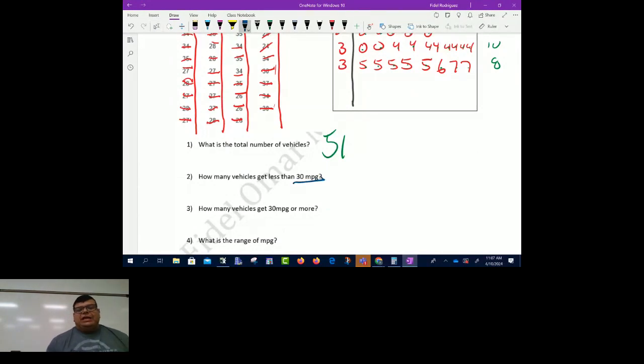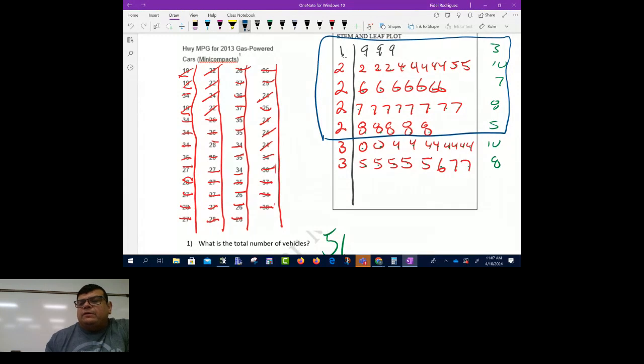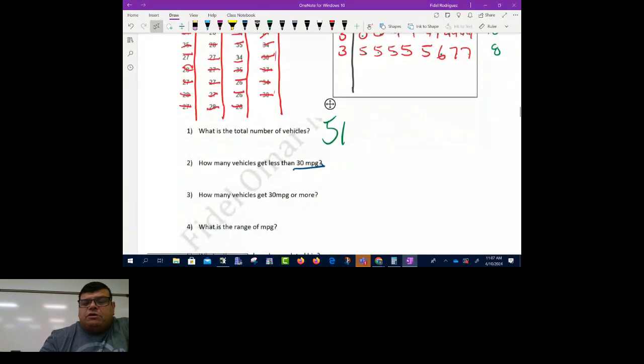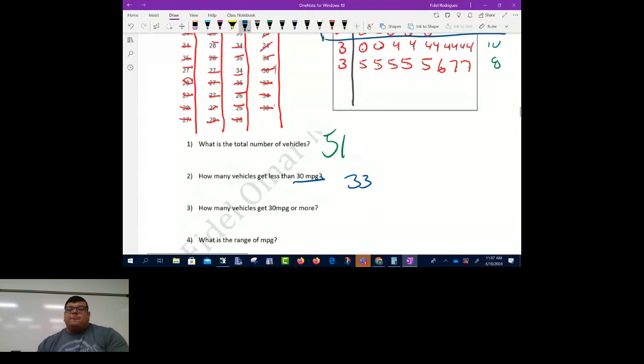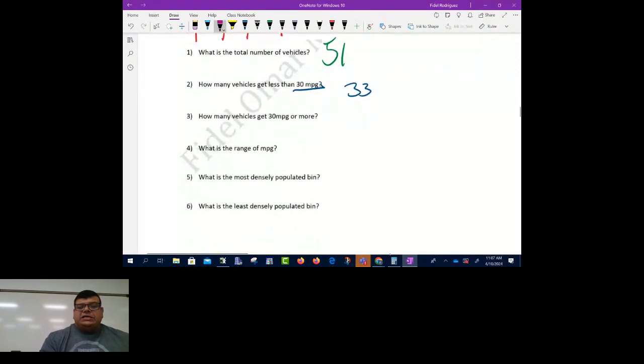How many cars get less than 30? Y'all, less than 30 means we're looking for anything over here, right? So, look, y'all, we can take 3 and 10 and 7 and 8 and 5 and add those together. 33, y'all. There's 33 cars that get less than 30 miles a gallon. Okay. How many vehicles get 30 miles a gallon or more? So, y'all, 30 or more would be these groups right here, right? So 10 and 8, y'all, that would be 18.